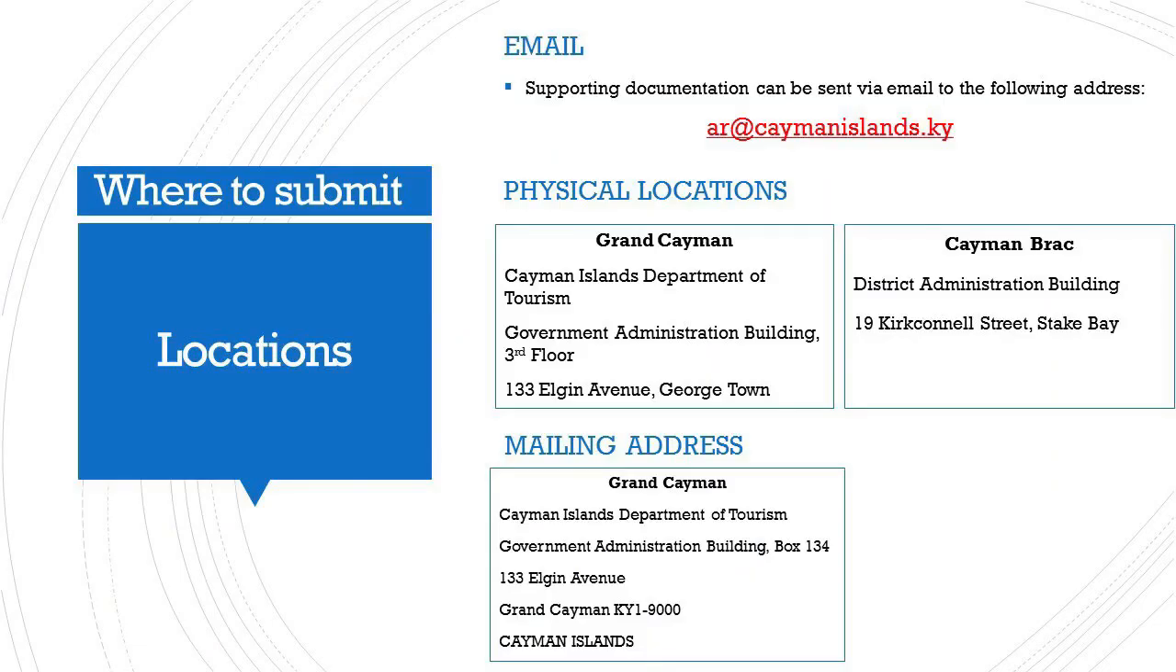All supporting documentation can be sent via email to ar@caymanislands.ky. For physical locations, Grand Cayman, Cayman Islands Department of Tourism, Government Administration Building, 3rd floor, 133 Elgin Avenue, Georgetown. For Cayman Brac, District Administration Building, 19 Kirkconnell Street, Stake Bay.